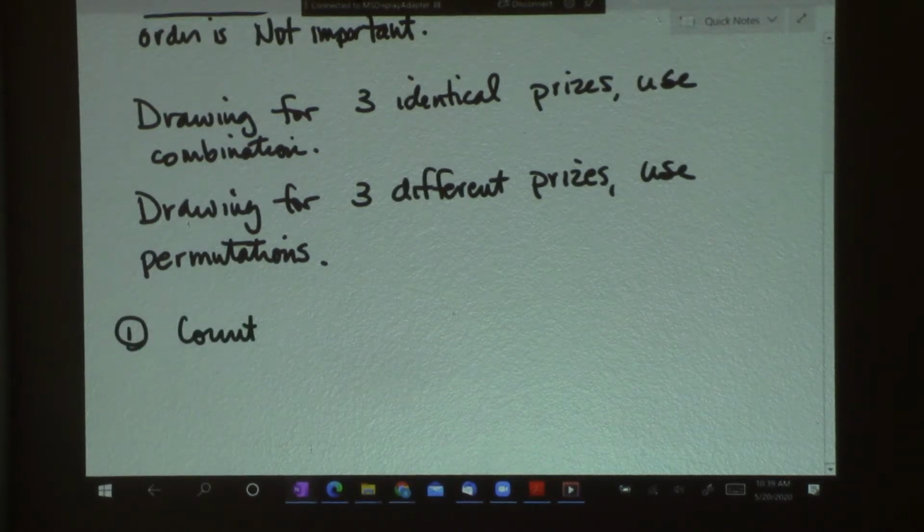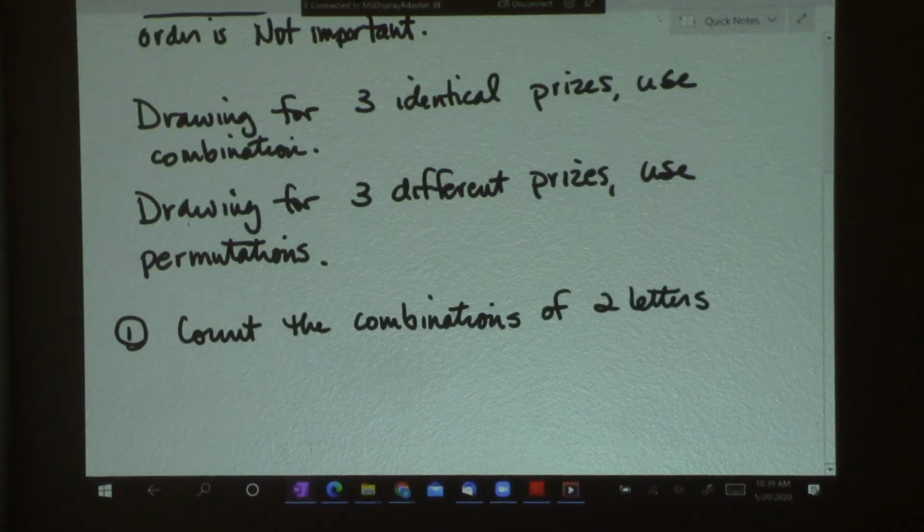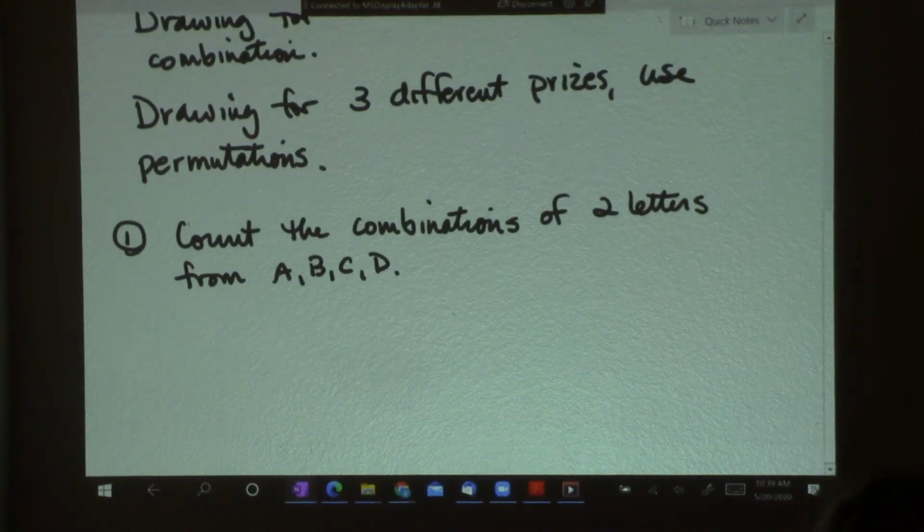So here's number 1. Count the combinations of 2 letters from A, B, C, and D. Okay? So we're going to write them all out. There aren't that many. And then we'll see the difference between a combination and a permutation. It will be quite clear. So let's start with A. If I'm going to pick 2 letters, I could have A and B. I could choose A and C. I could choose A and D, right?